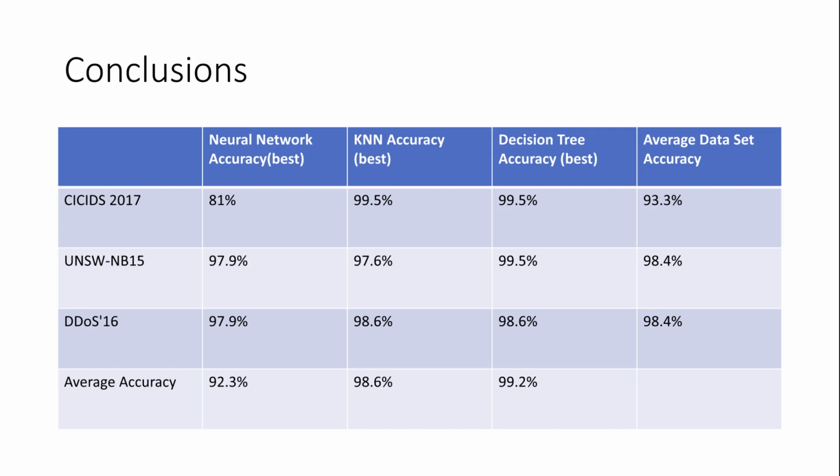The UNSW-NB15 and DDoS16 datasets generally receive the best accuracies, even though the SICK-IDS 2017 dataset has more features. This proves that not the quantity of the features, but the quality of the features makes the difference. It should be mentioned that neural networks perform better with noisy data, and KNN is better for smaller dimensional data. While the decision trees work best with these datasets, it is not always the best solution.